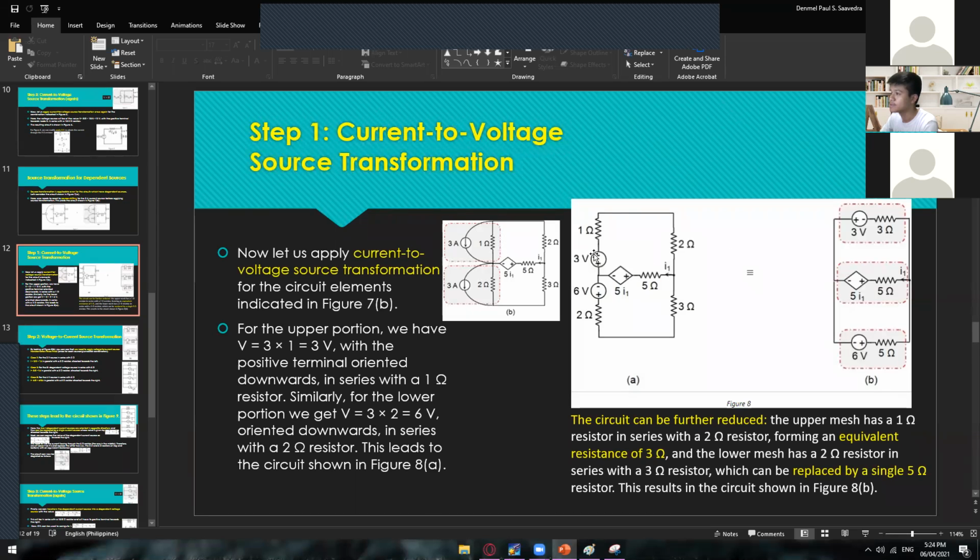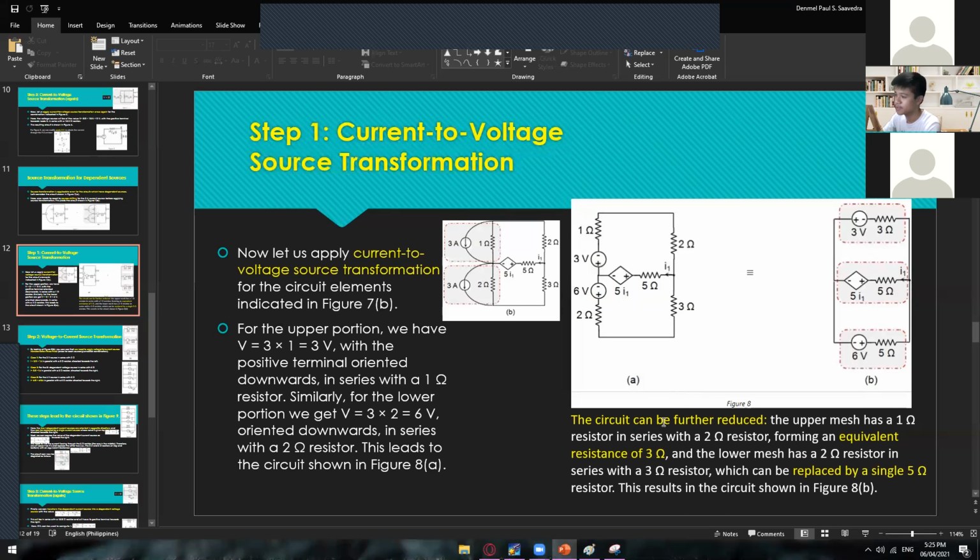5i times 5, 3 volts plus 3, and 5 ohms plus 6 volts. Where did we get this 5 ohms right here? Sorry, I forgot to add this one.